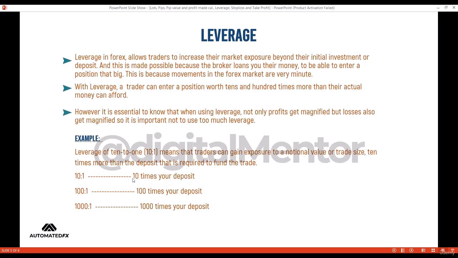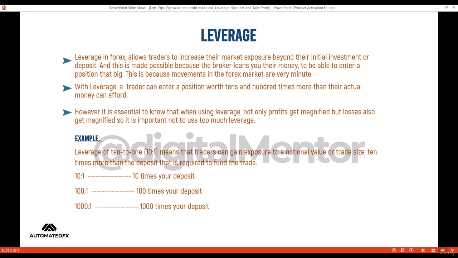It means you just have to fund 10% of the amount needed to fund that trade. And when your broker gives you 100 to 1, means times 100, it means you just have to fund 1% of the amount needed to enter that trade. And when your broker gives you 1000 to 1, it means you just have to fund 0.1% of the amount needed to be able to enter the trade.